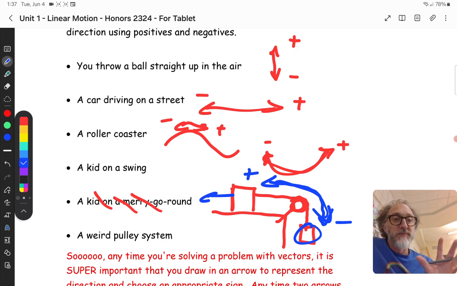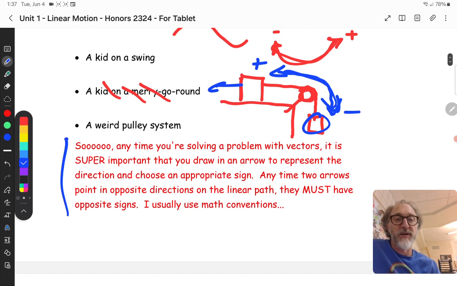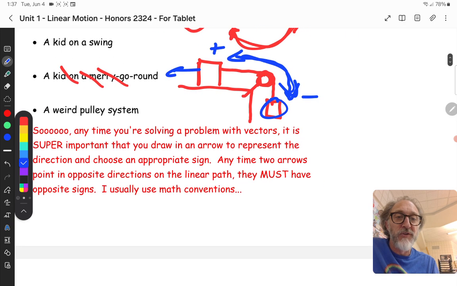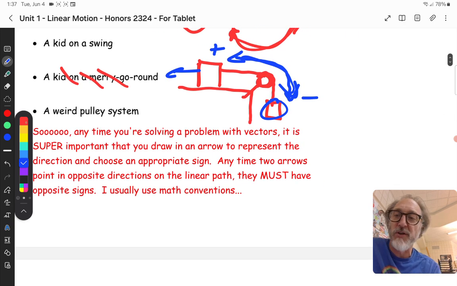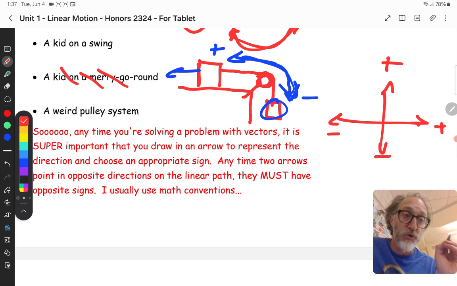So if there are two possible directions of motion, one of them is positive, the other one is negative. That's basically what this says right here. Now, as I alluded to, in most problems I use math conventions, which means if it's about up and down, then up is positive, down is negative. If it's about left, right, forwards, backwards, I usually do positive, negative. As you will see as we get further into the year, I sometimes make exceptions on that.